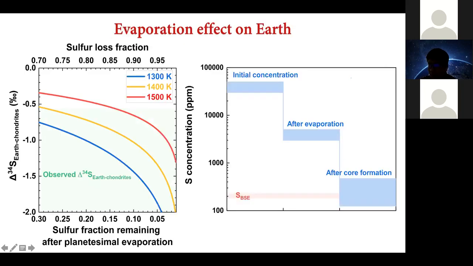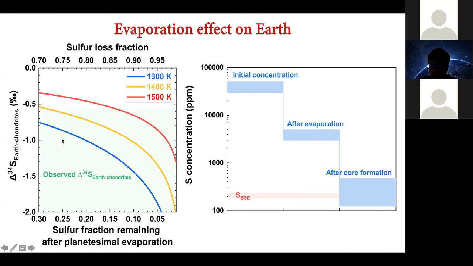So based on this, we modeled the relationship between Earth sulfur isotope composition and the sulfur fraction remaining after planetesimal evaporation. We can say that the sulfur fraction remaining after planetesimal evaporation is about 10%. About 90% loss of sulfur can explain the sulfur isotope composition difference between the bulk silicate Earth and the chondrite.